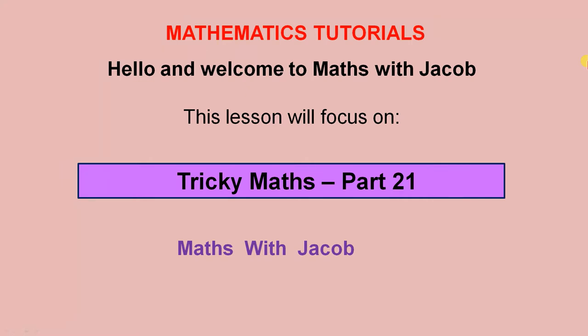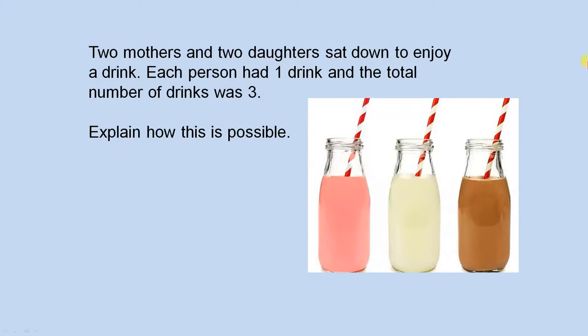This lesson will focus on Tricky Maths Part 21. Two mothers and two daughters sat down to enjoy a drink. Each person had one drink, and the total number of drinks was 3. Explain how this is possible. This is a very enjoyable and interesting little problem.